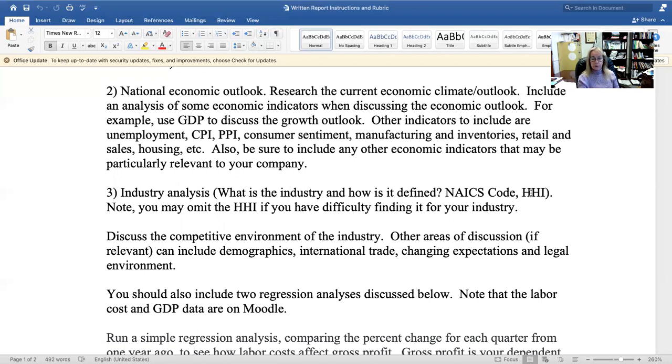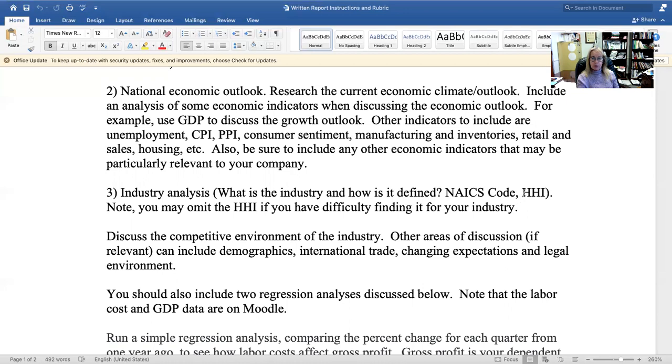The Herfindahl index, this is the HHI. This talks about how concentrated the industry is, so whether you're in a very competitive market or whether you're in more of an oligopoly.